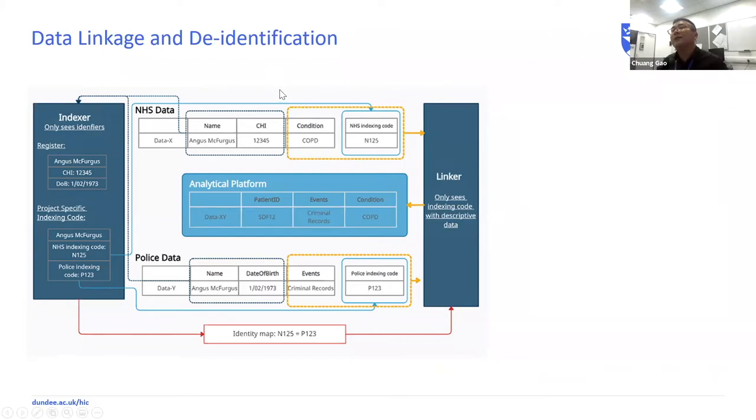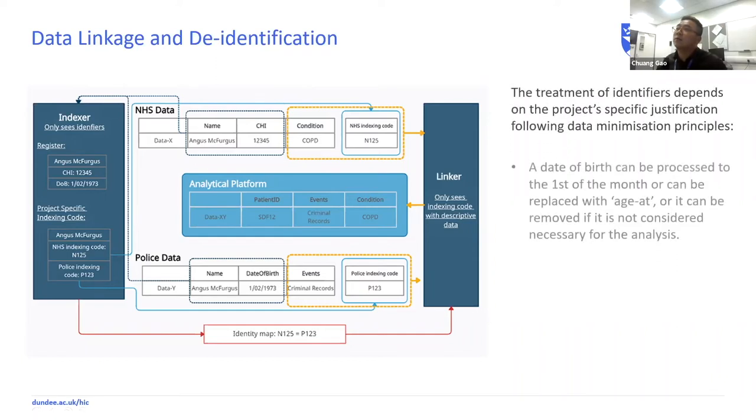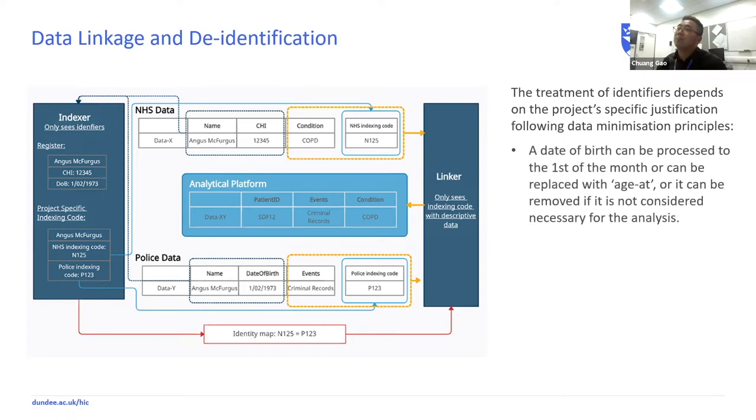In terms of data de-identification, again, it's quite a straightforward topic, straightforward in terms of it having been covered by a lot of the talks in this seminar.